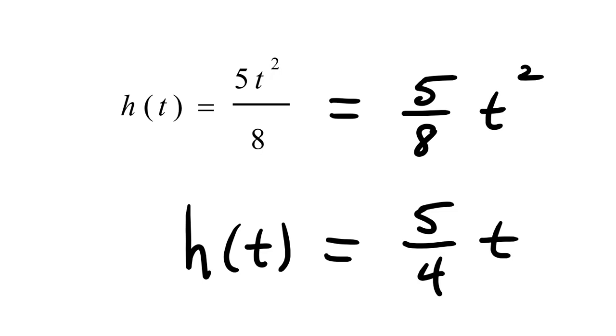Same thing on this example, 5/8 t squared. If you need to, separate your fraction from your algebra or your variable term. 5/8 times 2, that's 10/8, which reduces to 5/4. Take 1 off your power, and then it's an unwritten 1. So your derivative is 5/4 t.